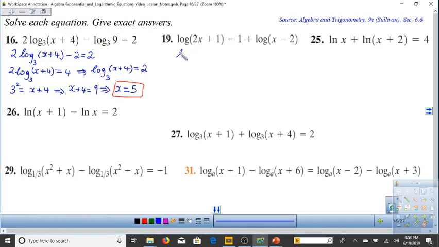So I end up with log base 10, because there's no base written, of 2x plus 1 minus log of x minus 2, and that is equal to 1. So we have a log minus a log, so we can combine those as log base 10 of the quantity 2x plus 1 over x minus 2. The log with a negative in front goes to the denominator of the input. Now remember that this is actually log base 10. If there's no base written, it's base 10.